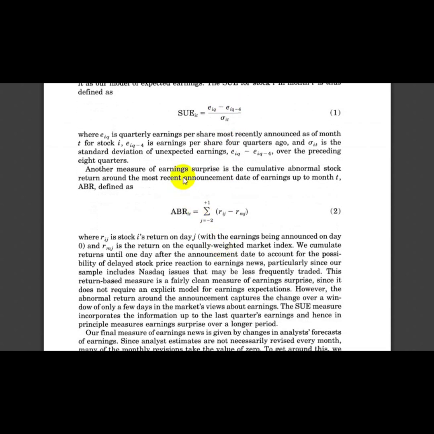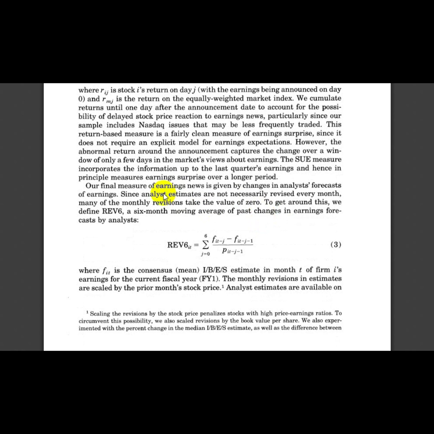Okay, so then another measure is the cumulative abnormal stock return around the most recent earnings announcement, the ABR, and that's calculated here. We have the return of stock i on day j exceeding the equally weighted market index, and then that's summed from 2 days prior to the earnings announcement to the day after the earnings announcement to get sort of a 3-day return of that stock exceeding the market or underperforming the market. In comparing this ABR to the SUE, the ABR looks at a small 3-day period of returns. However, the SUE looks at a number of quarters, so you could say the SUE is maybe a longer term look at returns around earnings surprises.